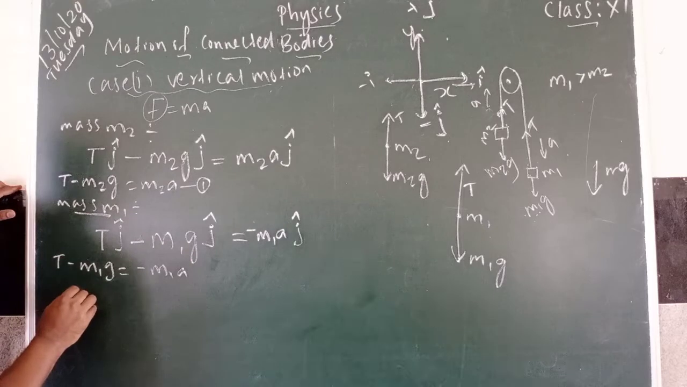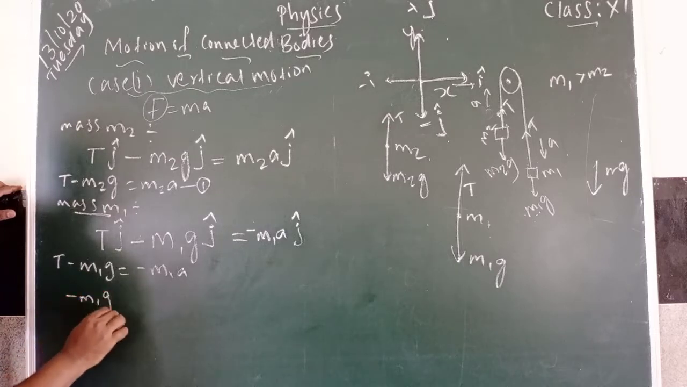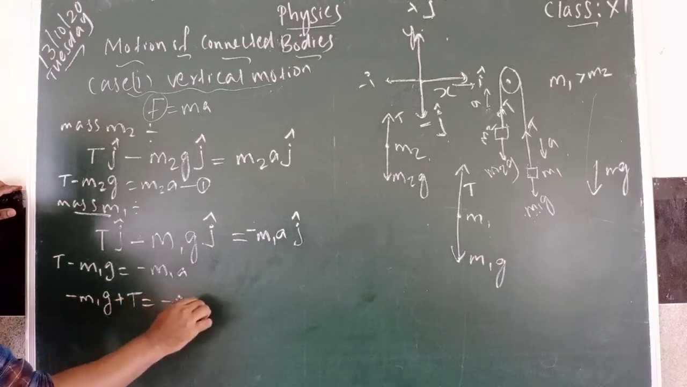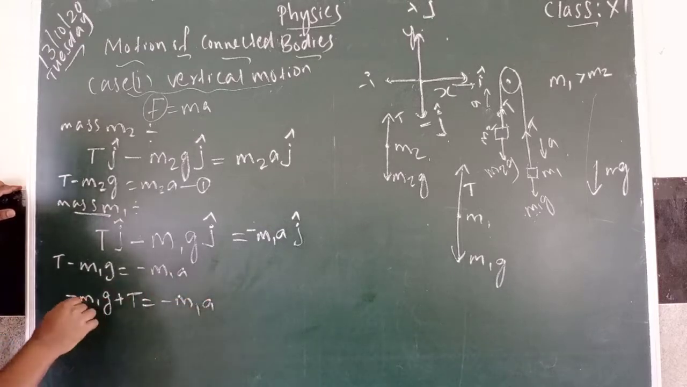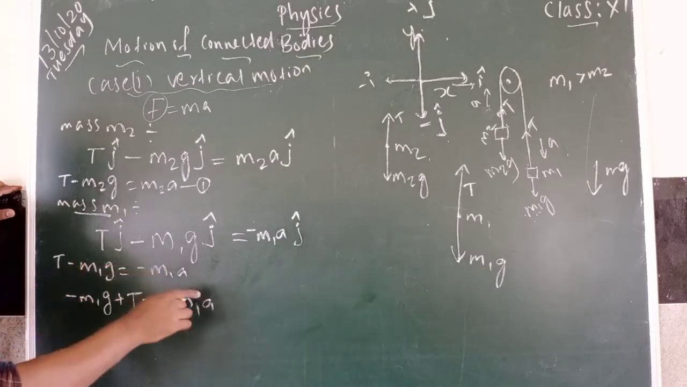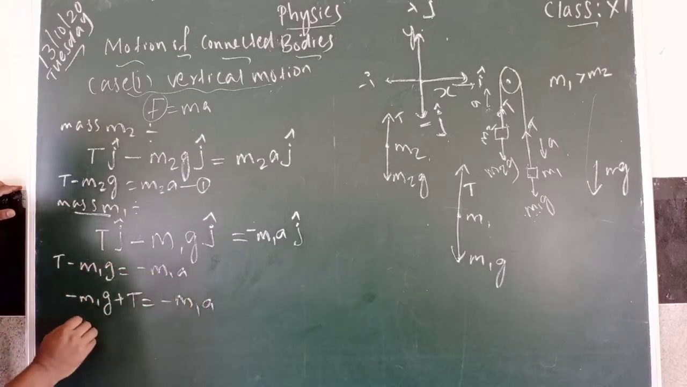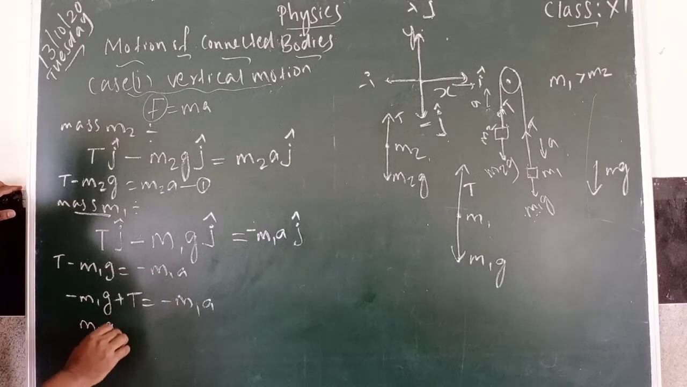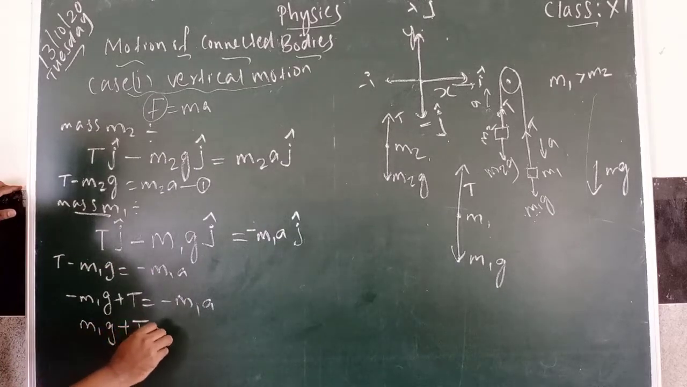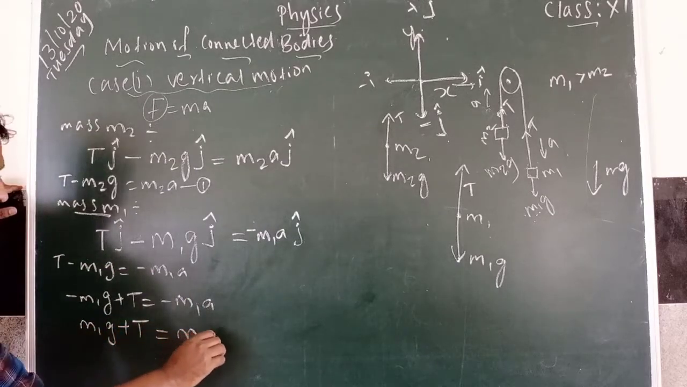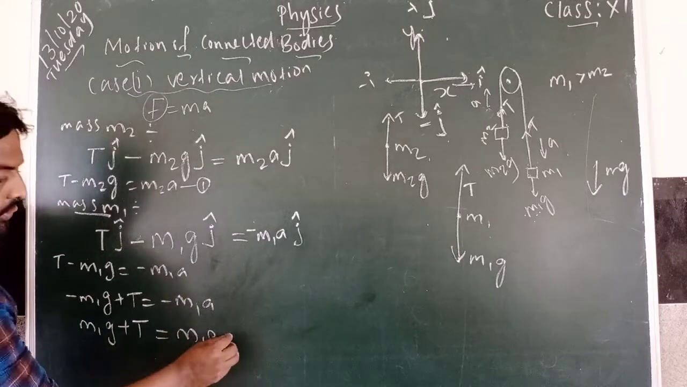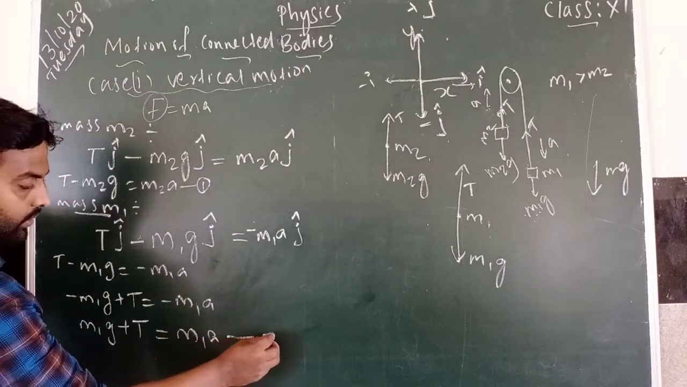So the same equation you can write in terms of what? Minus M1G plus T equal to minus M1A. Now multiply this equation with minus. So what will come? M1G plus T equal to M1A. This you keep as equation 2.